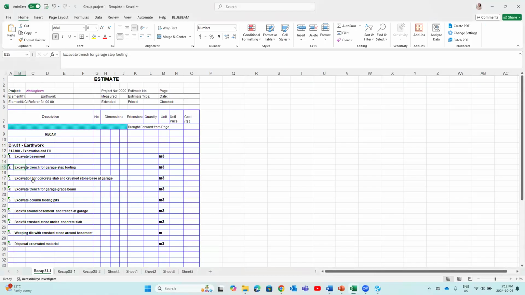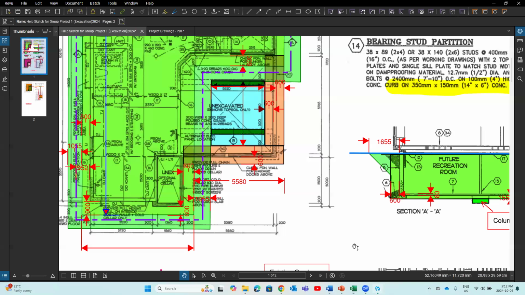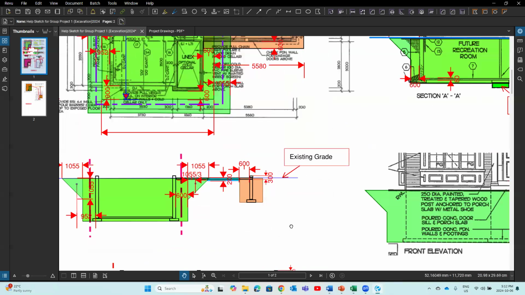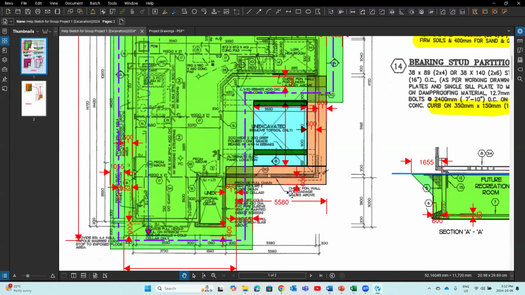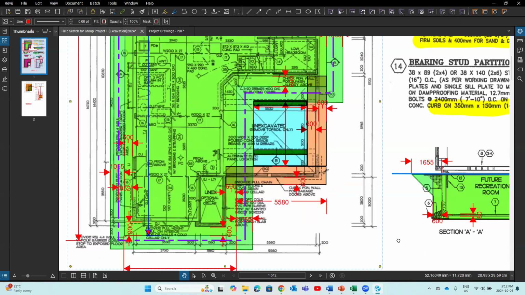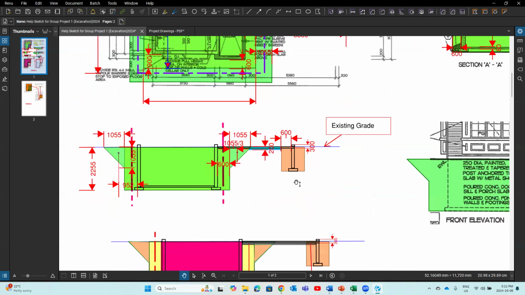Item number 3, you see excavation for concrete slab and crushed stone base in the garage. So what's that? Can you see? If we draw a cross section, cut the section like this, make a cross section from here to there, from the basement all the way to the garage, okay, like this.